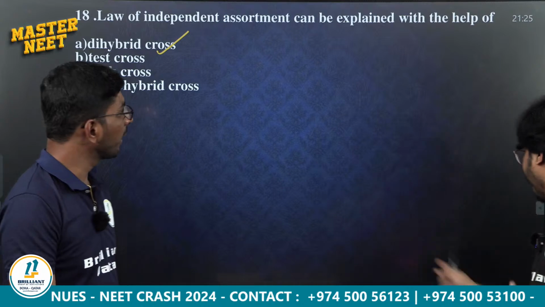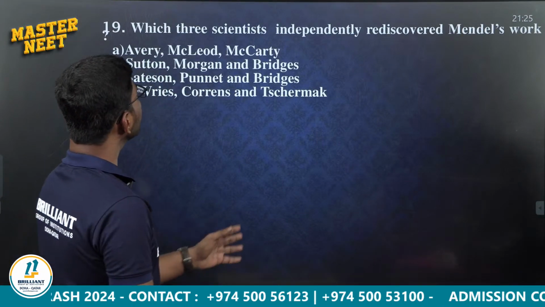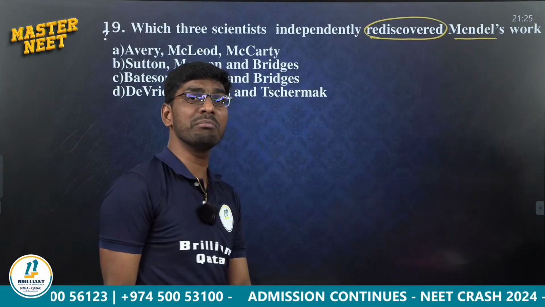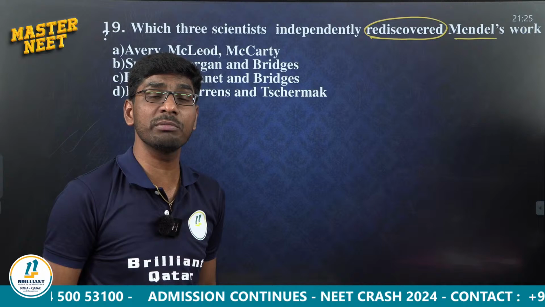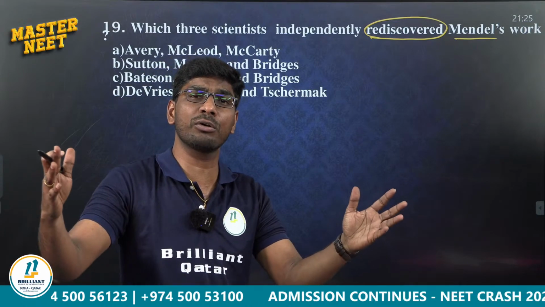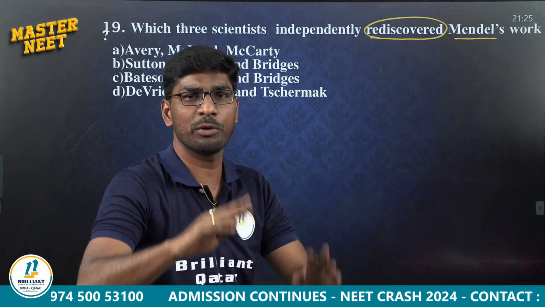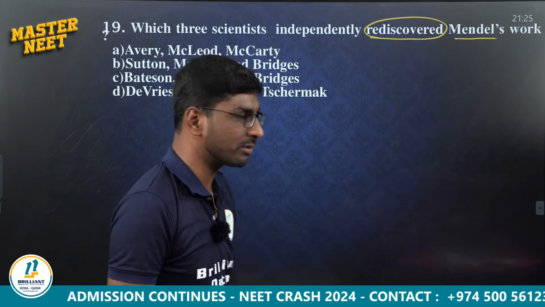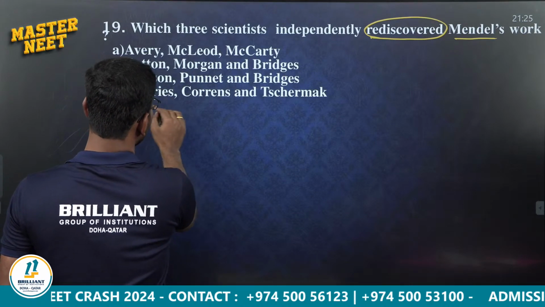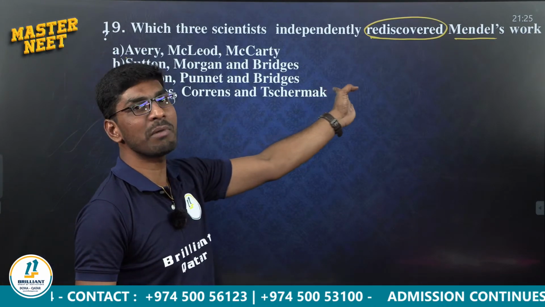Now moving to the next question. Which three scientists independently rediscovered Mendel's laws? Nobody considered Mendel's laws at first. When Mendel was identifying these laws and giving these ratios, mathematicians were not understanding. There was not much media, no printing, and everyone was busy with Darwin's theories. There were many reasons why Mendel's laws were ignored. But after Mendel's death, tell me three scientists: Hugo de Vries, Correns, and also Tschermak.